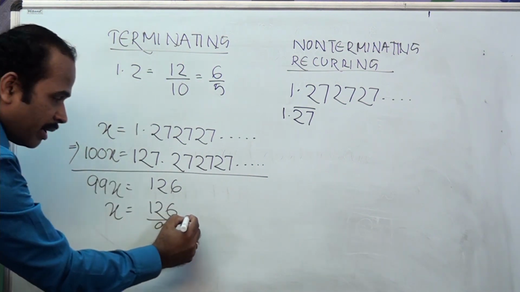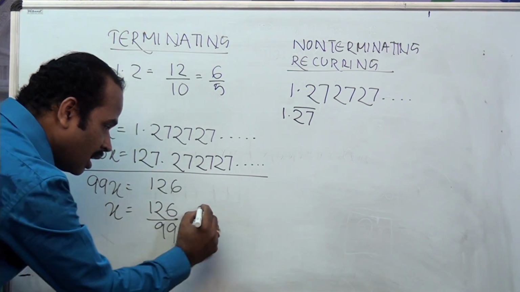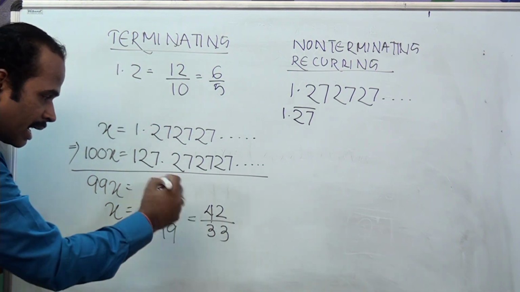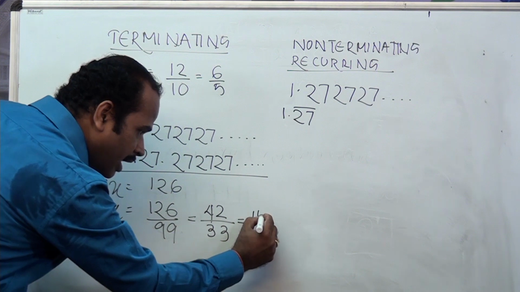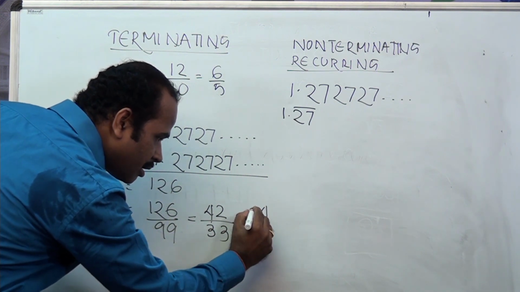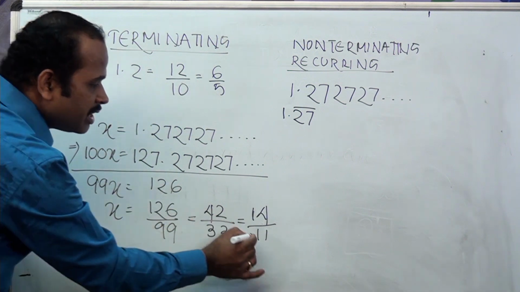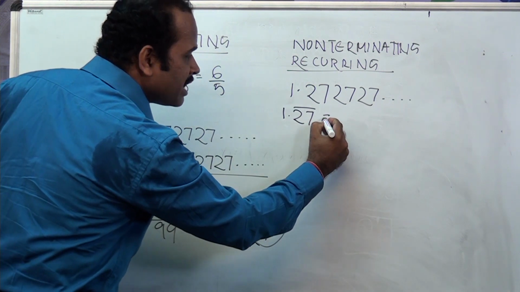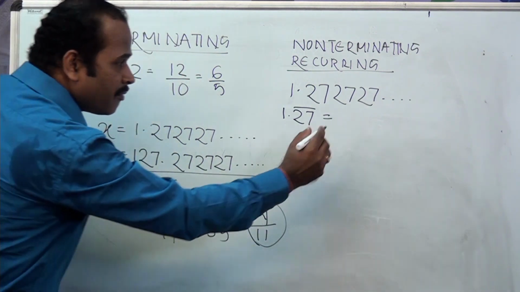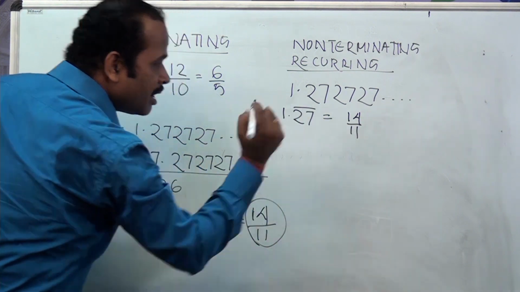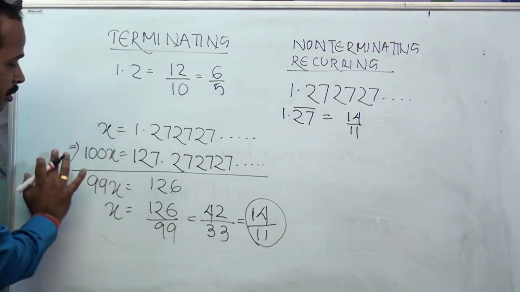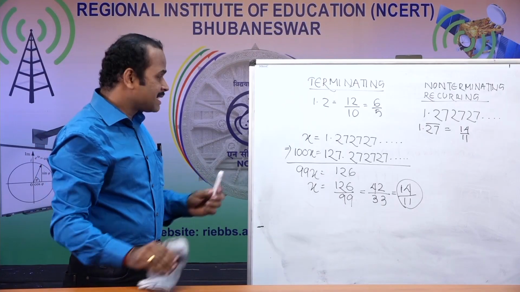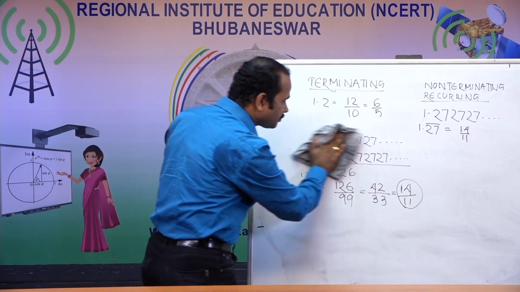Now we can minimize this by cancelling by 3. It becomes 42 by 33. And again it can be cancelled by 3. So you will write it as 14 divided by 11. So this will be your result. Now what we have written as 1.27 bar, when it is represented in rational form, we find it is 14 by 11. So how this number is converted into rational form, we have learnt here. Okay. Similarly, we can go for one more example. Let me write it here.